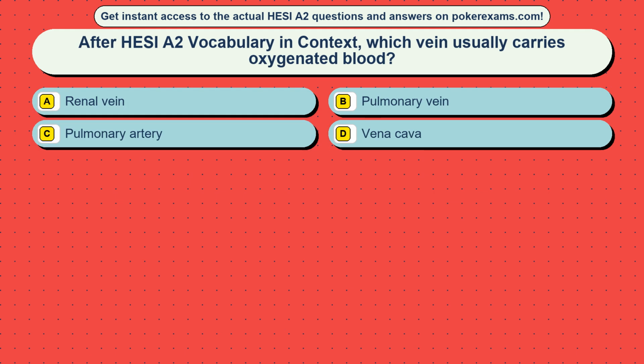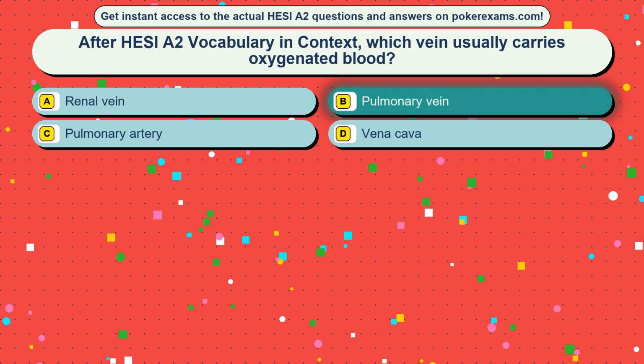Question 16. After HESI A2 vocabulary in context, which vein usually carries oxygenated blood? Option A, renal vein. Option B, pulmonary vein. Option C, pulmonary artery. Option D, vena cava. The correct answer is option B, pulmonary vein.